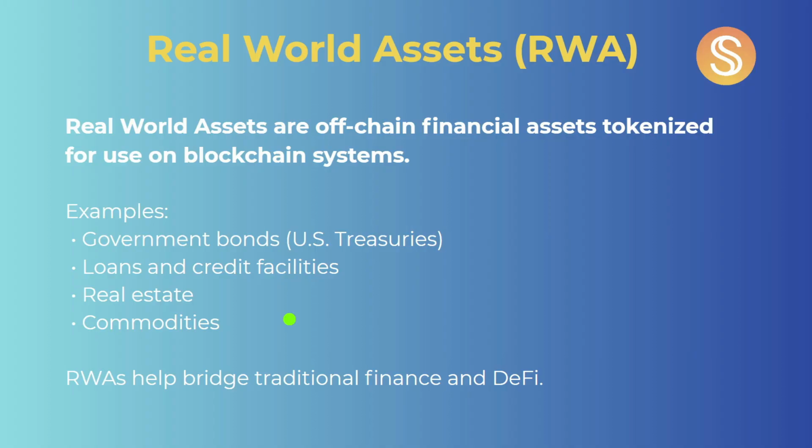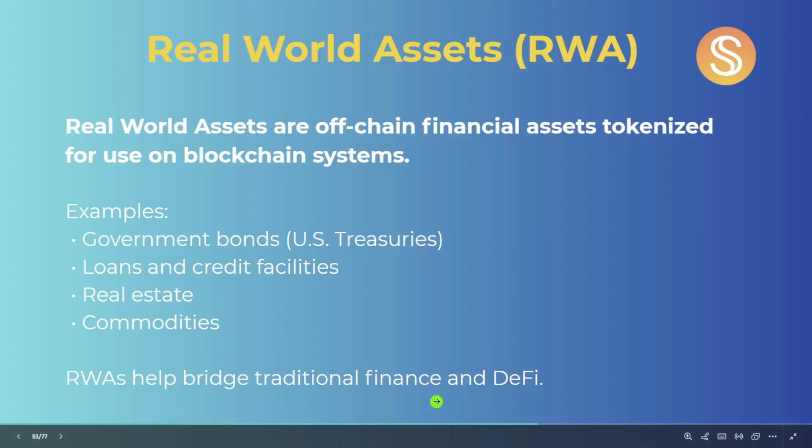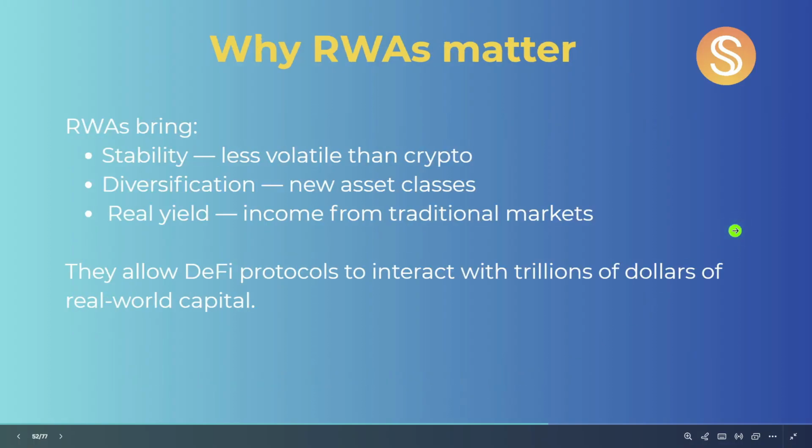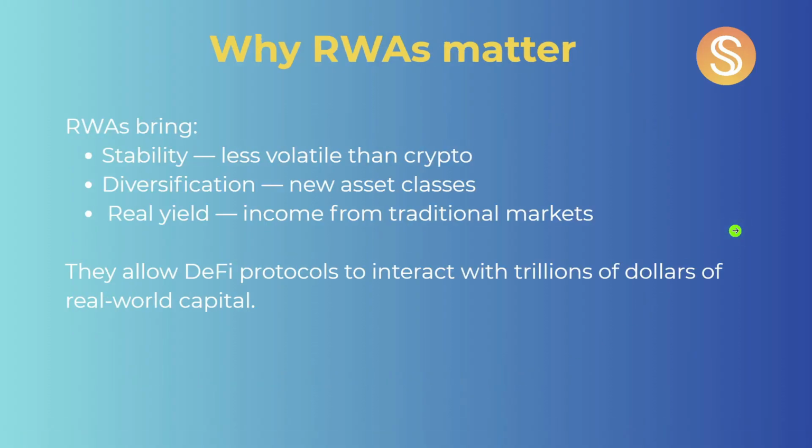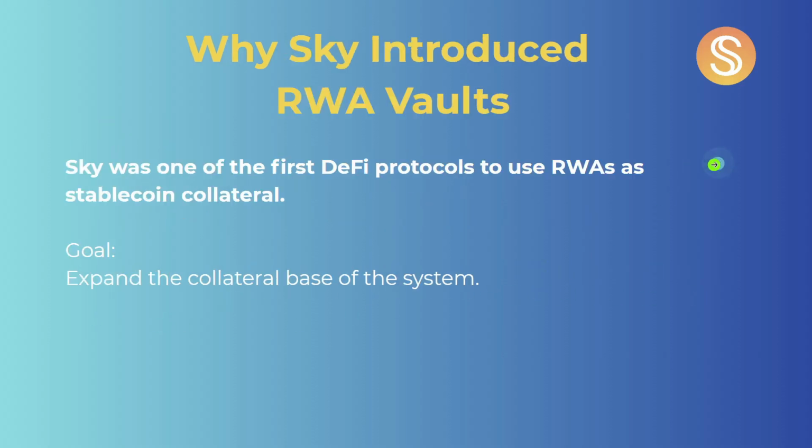So these RWAs are basically a bridge between TradFi or traditional finance and DeFi. So why do RWAs matter? RWAs bring stability, because they are less volatile than crypto, of course. Real estate is less volatile than crypto. They bring diversification, new asset classes, and they bring real yield. And this is, of course, income from traditional markets, for example T-bills. They allow DeFi protocols to interact with trillions of dollars of real-world capital.